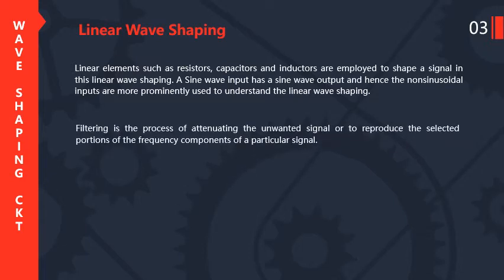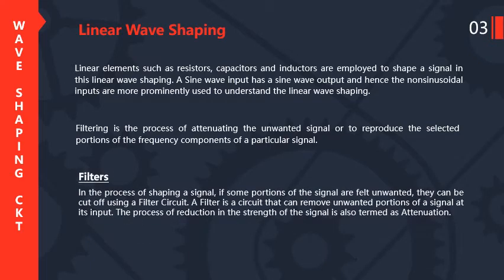Filtering is the process of attenuating the unwanted signal and reproducing the selected portion of the frequency components of the particular signal. फिल्टर का यूज हम क्यों करते हैं? फिल्टर्स का यूज हम करते हैं जो हमारे मेन सिग्नल में अनवांटेड सिग्नल आ गए हैं जो हमें नहीं चाहिए, उनको हटाने के लिए या उनको फिल्टर करने के लिए। So in filters, in the process of shaping a signal, if some portions of the signal are felt unwanted, they can be cut off using filter circuits.